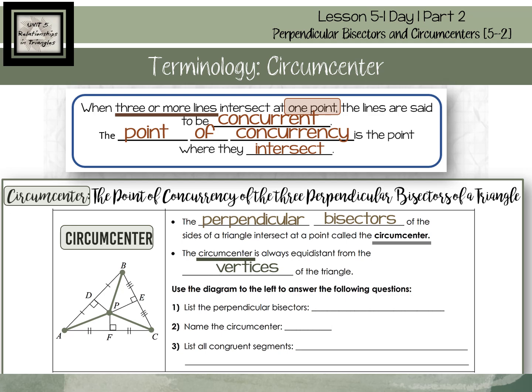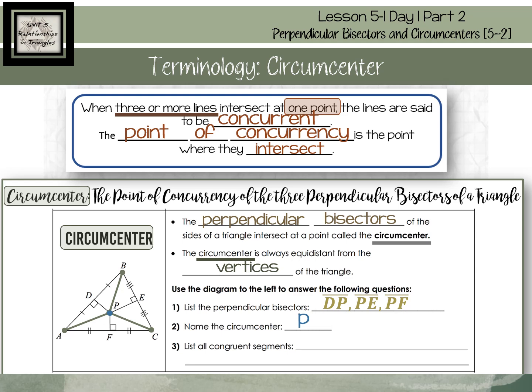So the lengths of each of those green segments that just came up on that triangle are going to be the same. Those are all congruent segments. We're connecting the circumcenter to each vertex. List the perpendicular bisectors. Segment DP, segment PE, and segment PF. Those are all the perpendicular bisectors. The circumcenter is point P.